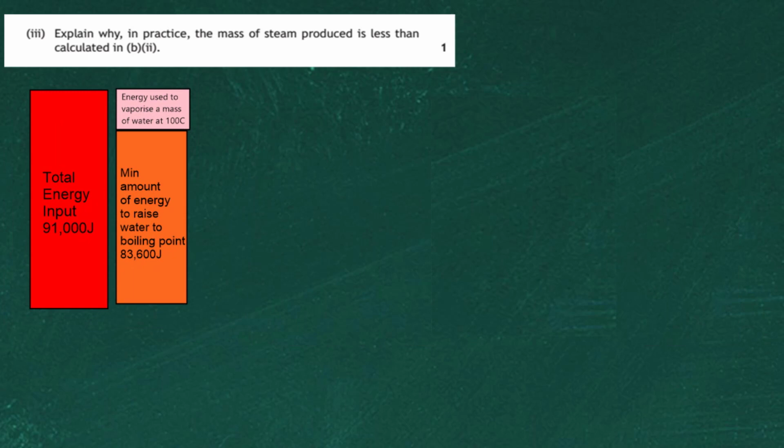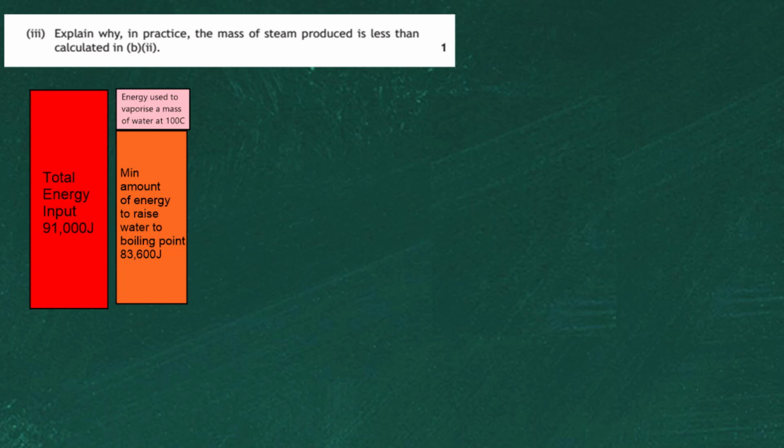We put in a total energy into the water of 91,000 joules of energy. We needed 83,600 joules of that energy to raise the temperature of the water from 20 degrees Celsius up to boiling point. And once the water was at boiling point, any excess energy which we put into the water, represented by this little block here, was used to change the water into the gas, and the height of this represents the amount of excess energy.